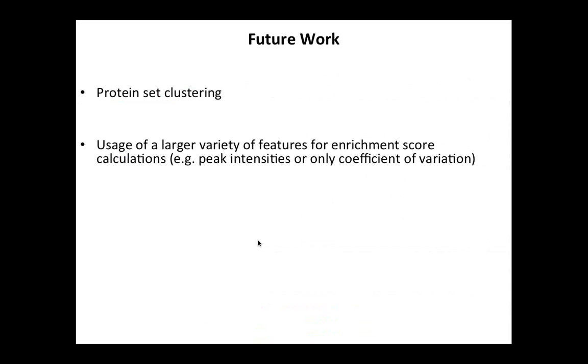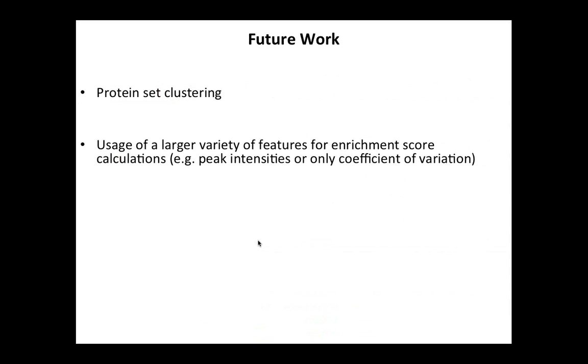Now, some of the future work for PSEA-Quant involves protein set clustering. In the protein sets that I showed you before, there was some manual curation to remove redundant GO terms, and that's often a big problem, as most of these terms are quite overlapping, if not exactly the same, and there needs to be work for PSEA-Quant in order to cluster these results in a meaningful fashion so that the user can browse through the results in a more efficient manner.